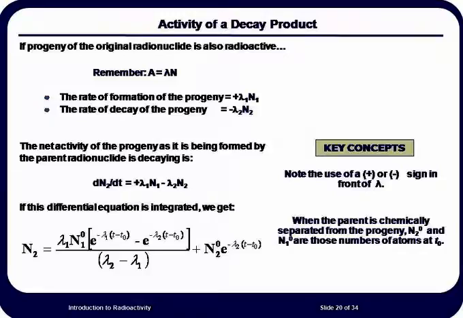Using this equation, the number of atoms of progeny, N2, can be determined at any time t, knowing the number of parent atoms present at time 0, and the half-lives of the parent and the progeny. An important factor in this last equation is the N20 e to the minus lambda 2t term. If the parent radionuclide is purified from all other radionuclides by careful chemical separation, the value of N20 is 0. This means that the job of the chemist performing chemical separations is extremely important.